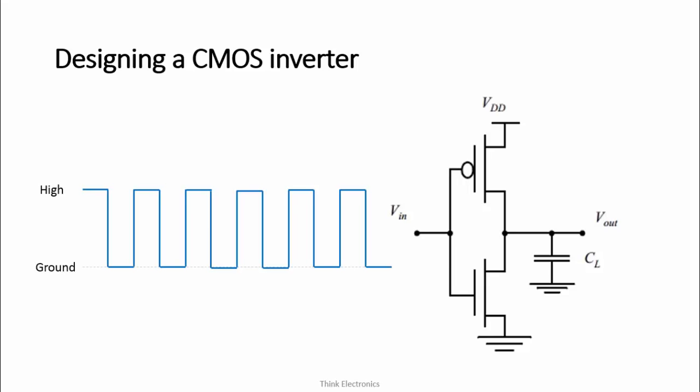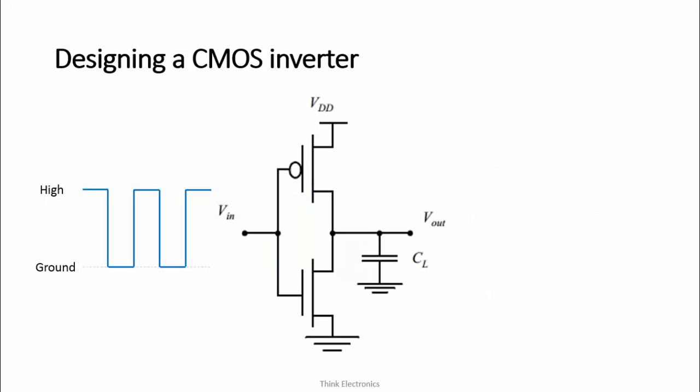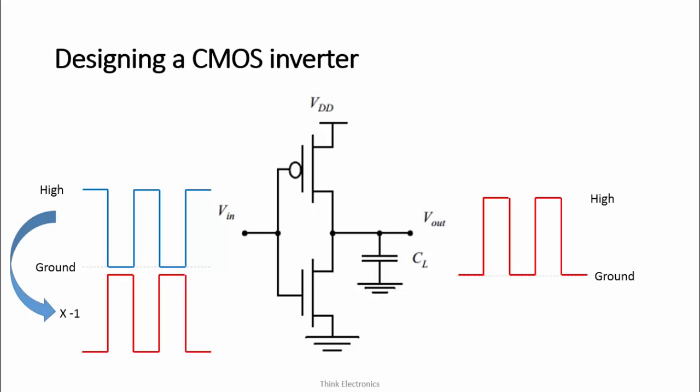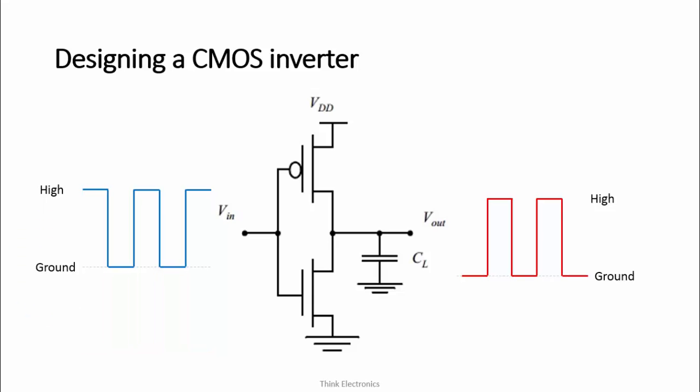So what will exactly happen when we apply a square wave to the inverter? The output signal will produce exactly the same input signal but reversed. It can be considered as multiplying the input signal by -1 or as offsetting the input signal by 180 degrees.